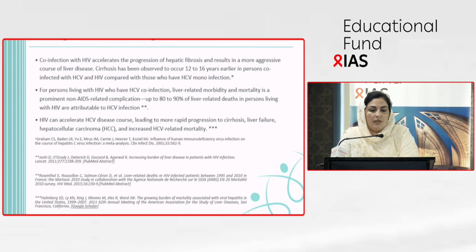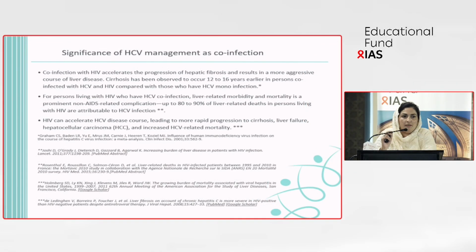To start with, I would like to reflect a little on the significance of hepatitis C management as a co-infection, with reference to the published evidence; you can see the references at the base of the slide. Co-infection with HIV accelerates the progression of hepatic fibrosis and results in a more aggressive course of liver disease. Cirrhosis has been observed to occur 12 to 16 years earlier in persons co-infected with hepatitis C and HIV compared with those who have HCV monoinfection.